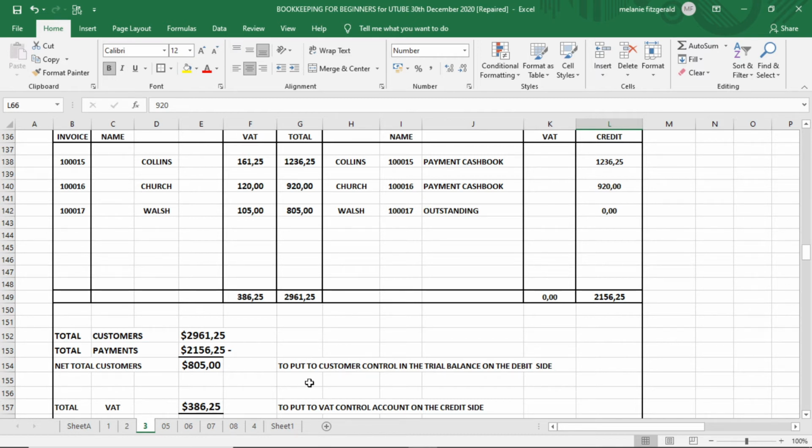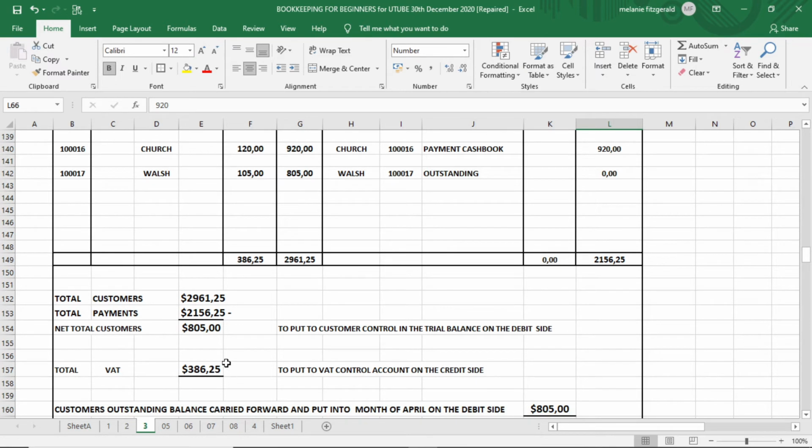We put that total to the customer control in the trial balance on the debit side. And the VAT of $386.25 we put to the VAT control account on the credit side. We're still going to do the VAT control account at the end of the lesson. All right, so that's the amount we put on the credit side of the VAT control account.